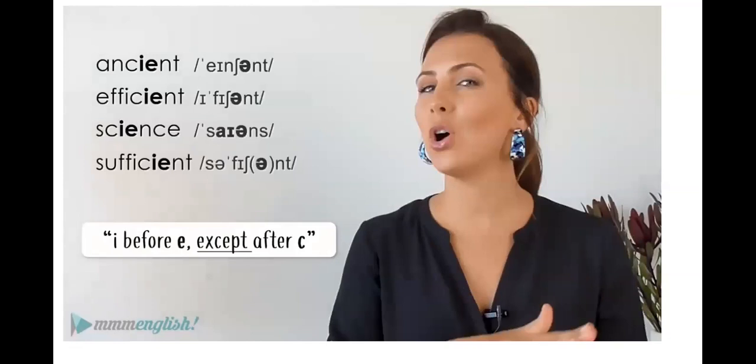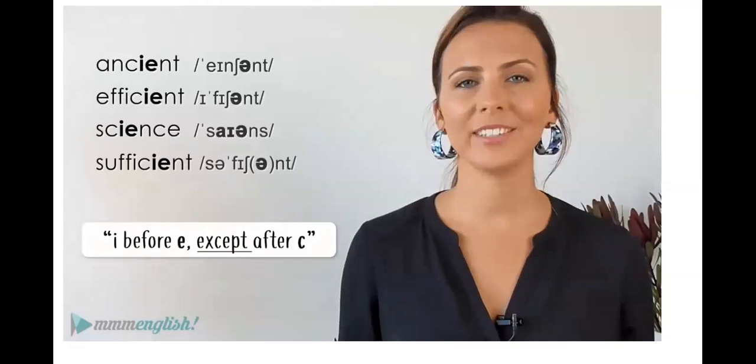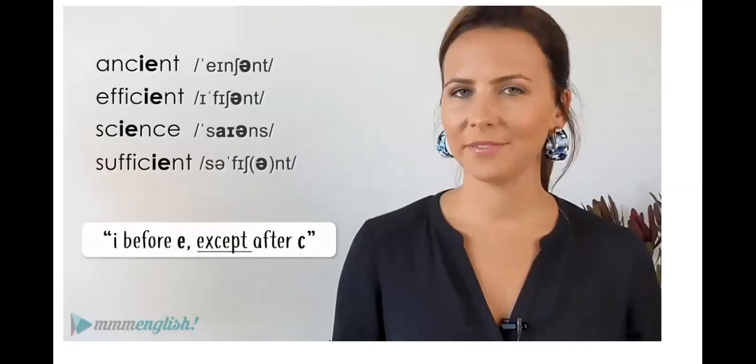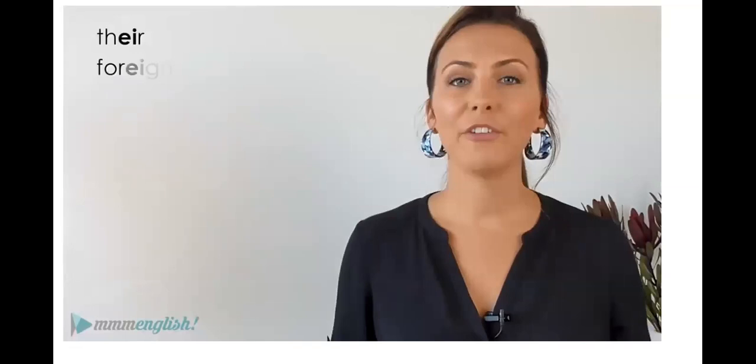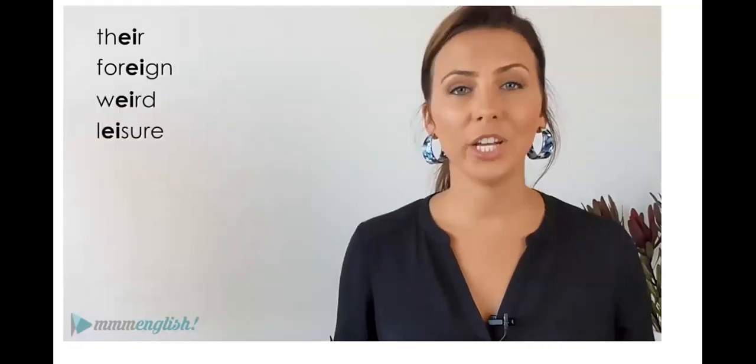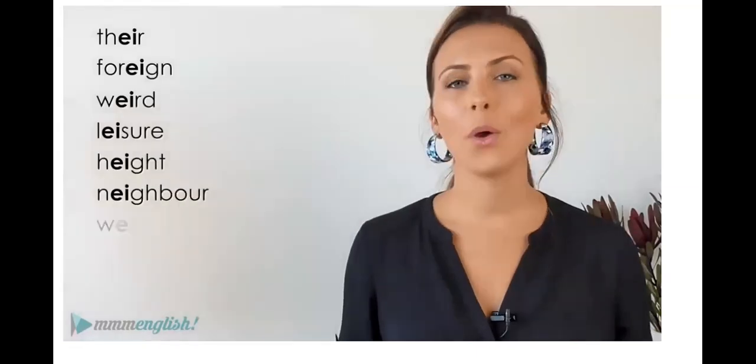Ancient, efficient, science, sufficient. And the EI combination can follow other consonants, not just these. There, foreign, weird, leisure, height, neighbor, way, vain, and feisty.